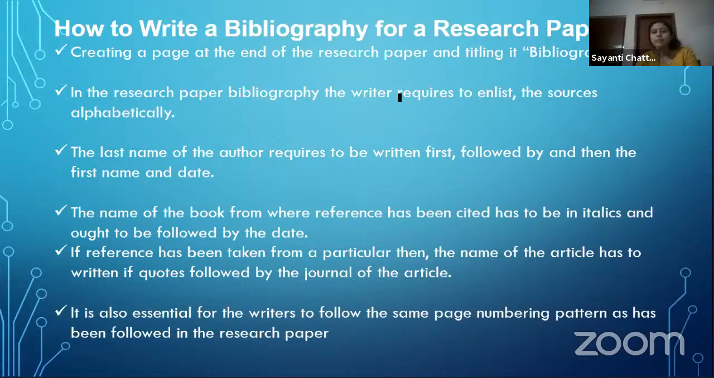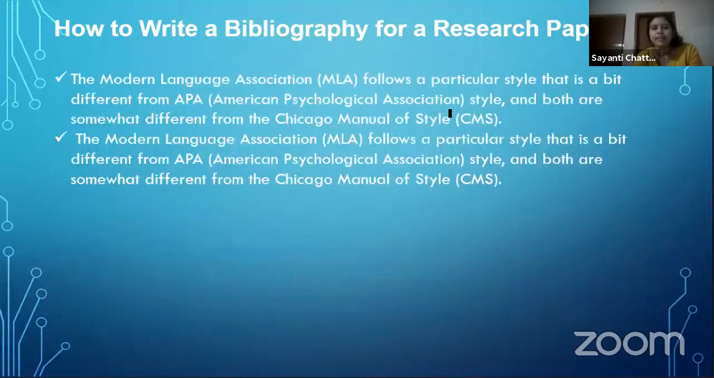So I am not repeating the same thing, but just one important thing I will tell here. If you go to Google Scholar, you can get different types of referencing styles. One is the MLA, or Modern Language Association. One is the CMS, Chicago Manual of Style, and another one is the APA, American Psychological Association. So there are three styles there. If you go to Google Scholar, you can see these titles.